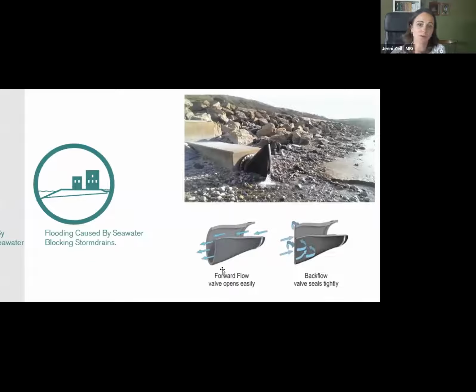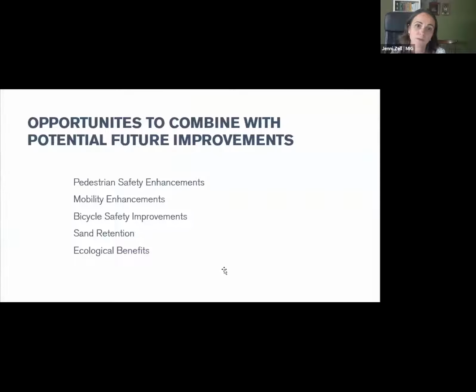And this third option is flooding caused by seawater blocking the storm drains. Later we can talk about this a little more, but it's going to take a technical solution. It might look something like this. We don't know yet, but we're certainly looking at this type of flooding risk as well.